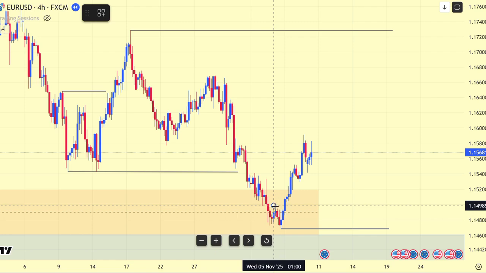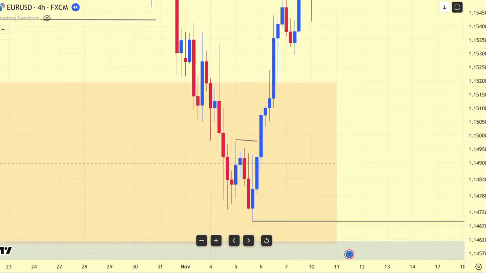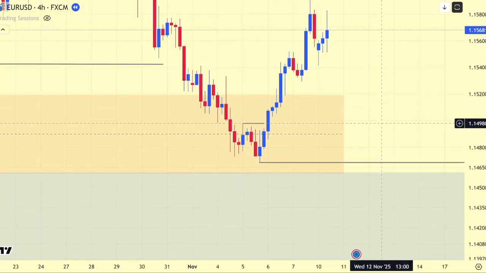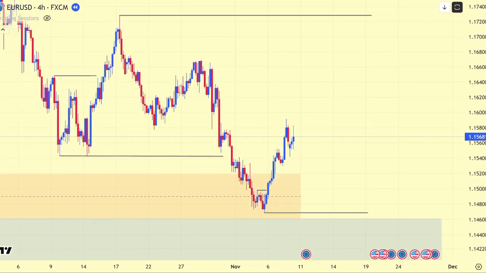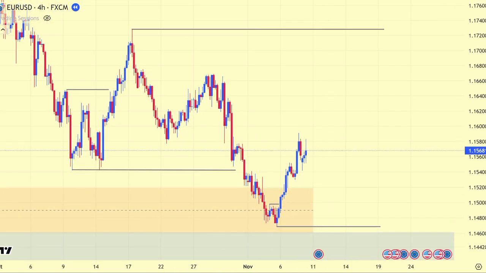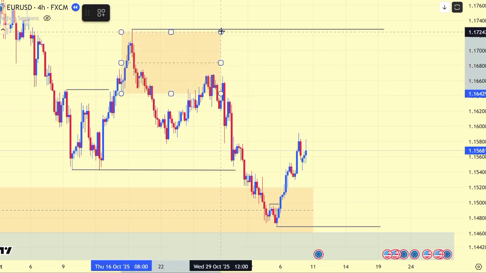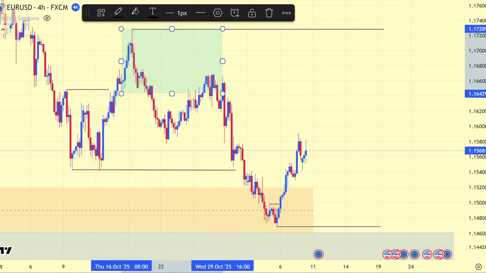So let me zoom in. Right here you can clearly see that this one here is the major inducement, and price has already taken that out. So the next step is marking the POIs, and right here you can clearly see that price has, all right, so this here was the extreme and it is already mitigated. I'll use this color to represent an invalid one.